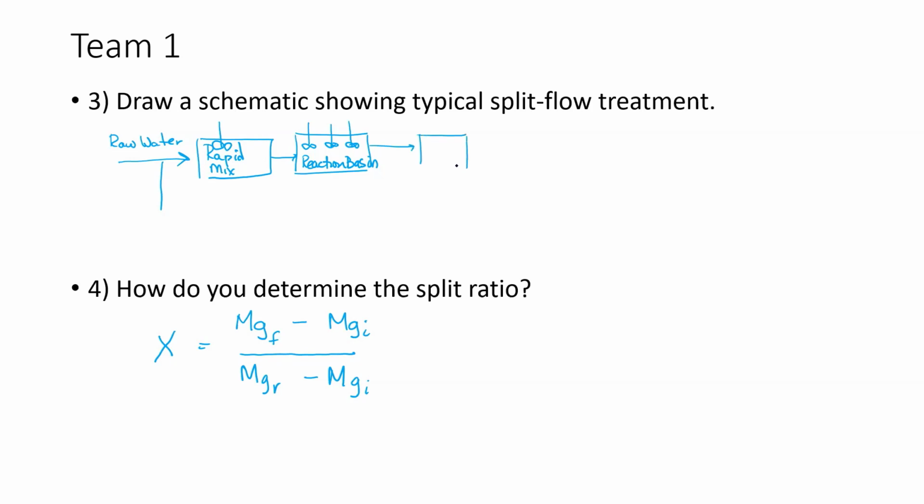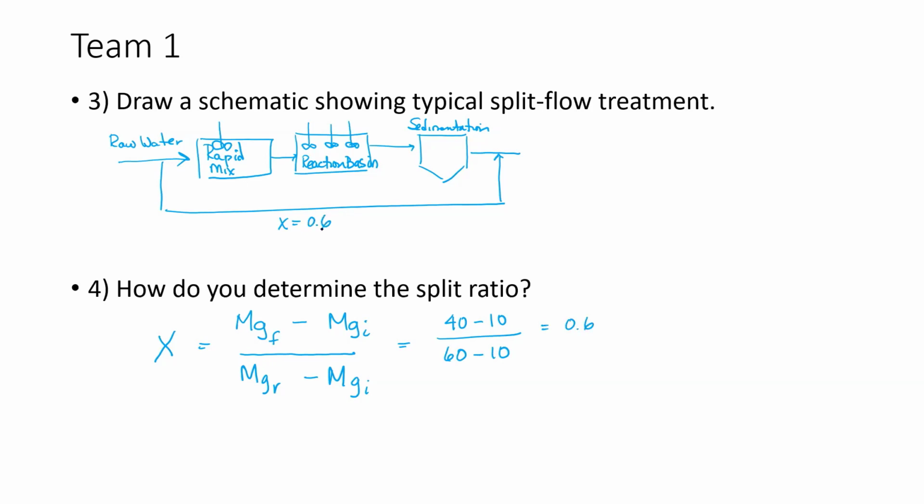Followed by sedimentation, and we have the split flow here. So this is our split bypass, and this here is 40 minus 10 over the raw water was 60 minus 10. So that is 0.6. This is 0.6 here. So we're going to treat 1 minus x is equal to 0.4. So we'll treat 40% of the flow.